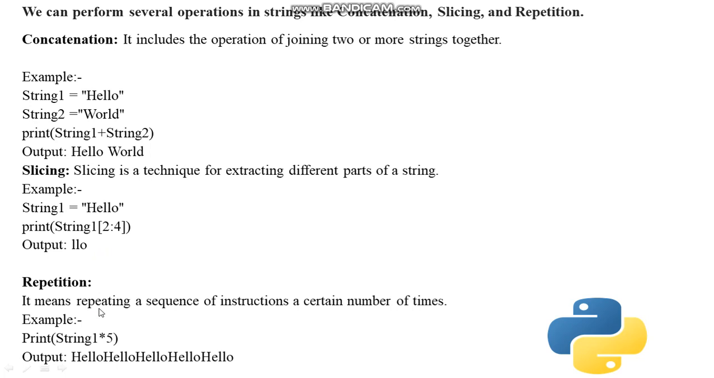Next is repetition. For repetition we are going to use the star operator, that means multiplication operator. Repetition means repeating the same string multiple times. For example, hello, I'm printing string1 star 5, that means multiply by 5. It will give me output as hello repeated 5 times.